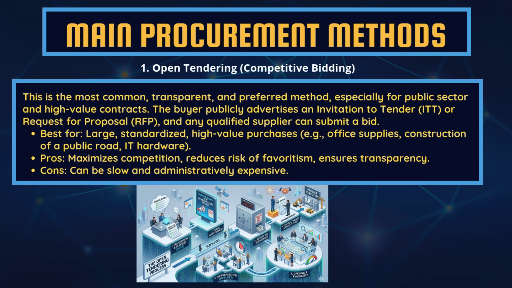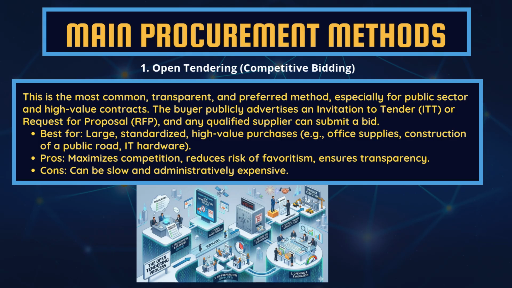So, main procurement methods. There are some methods that are used in procurement, and every organization or entity is required to follow these methods. Number one, open tendering or competitive bidding. This is the most common, transparent, and preferred method, especially for public sector and high-value contracts. The buyer publicly advertises an invitation to tender or request for proposal, and any qualified supplier can submit a bid.